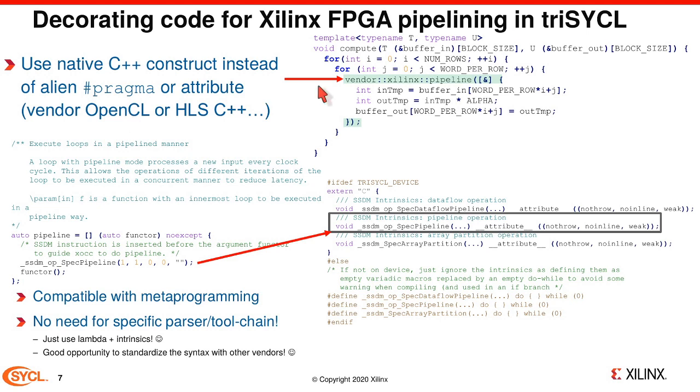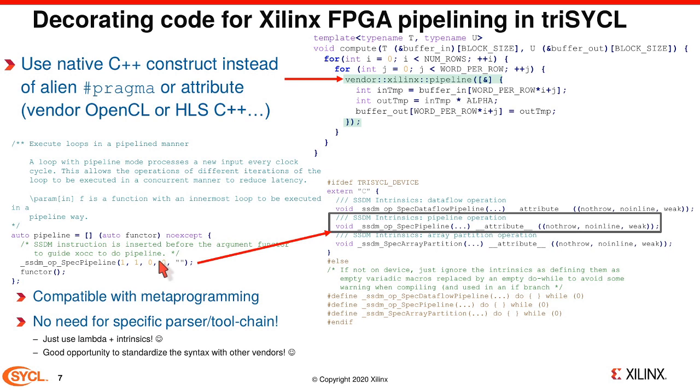The fact that it's just pure C++ means that you can implement it in a very straightforward way. For example, pipeline here is just a generic lambda taking some code, and your pipeline operation just executes your code, but before it executes this specific intrinsic, where the syntax is not important here, but it's just a way to express to our backend that we want to use some pipelining here.